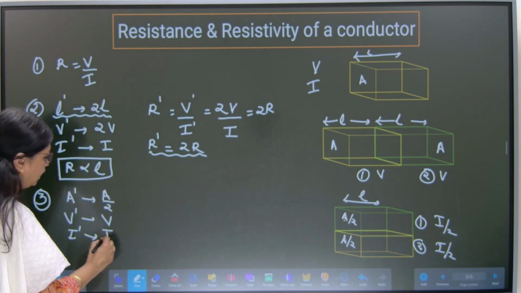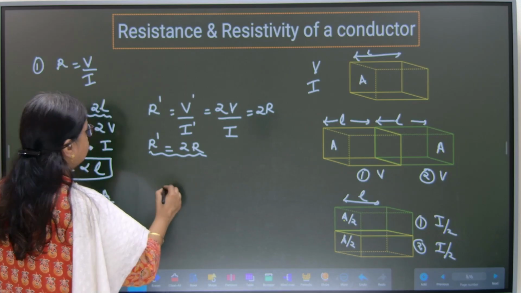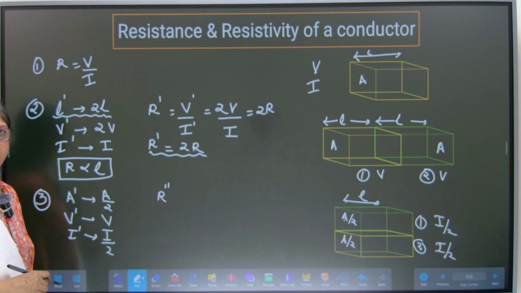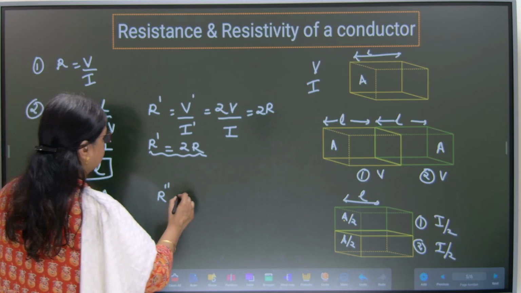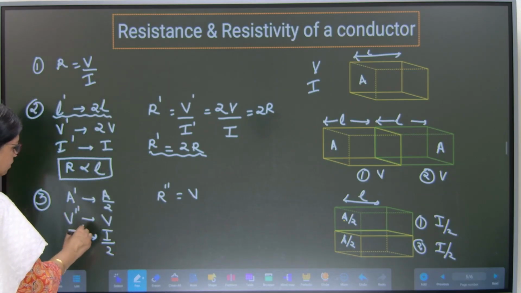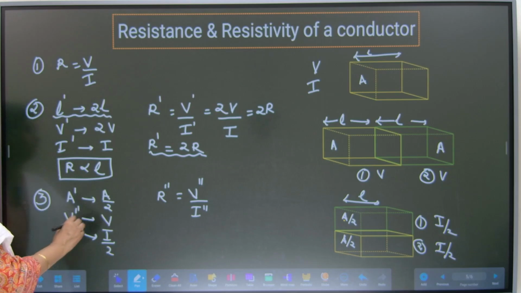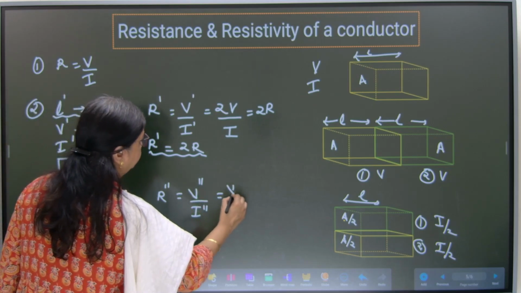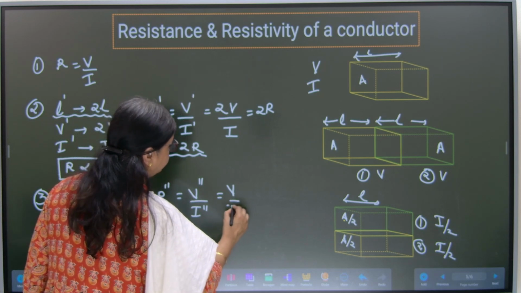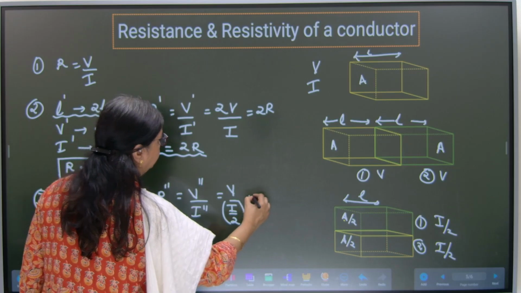Therefore, we get a resistance, say R double dash. Okay, we can give other name also. R double dash is equal to V double dash upon I double dash. What is V double dash? Same V. What is I double dash? I by 2. So what has happened?